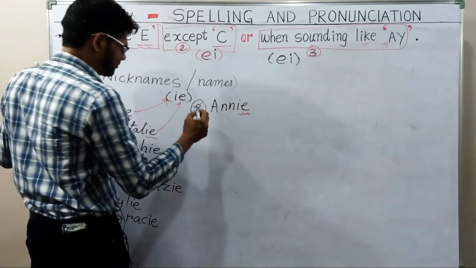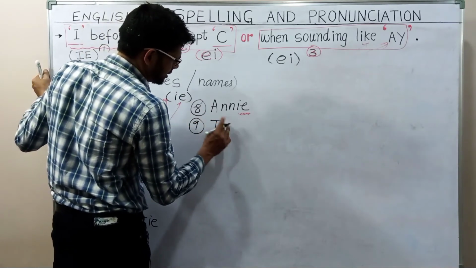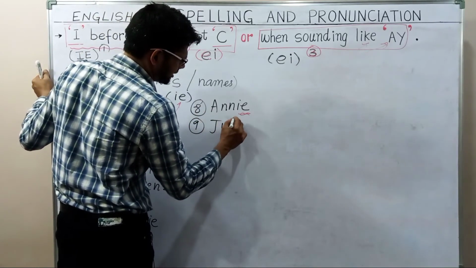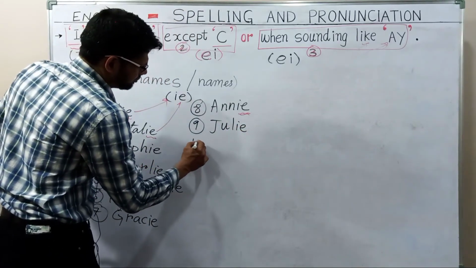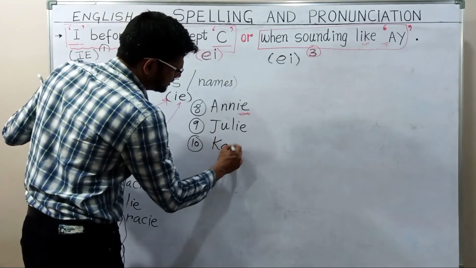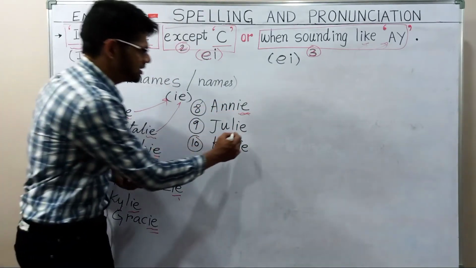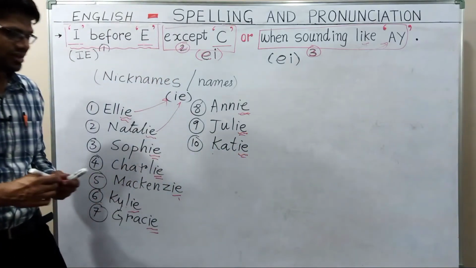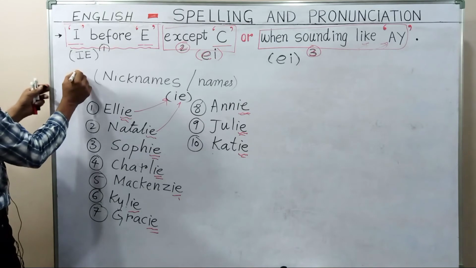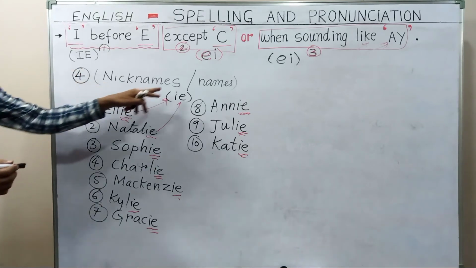For example, if I write the very famous Julie, Julie. Okay. And if I write Katie, Katie. Annie, last two letters IE. Julie, last two letters IE. Katie, last two letters IE. Okay, this was number 4, nicknames and names.